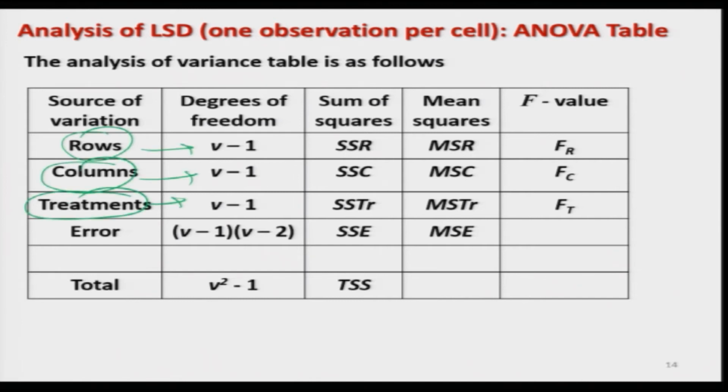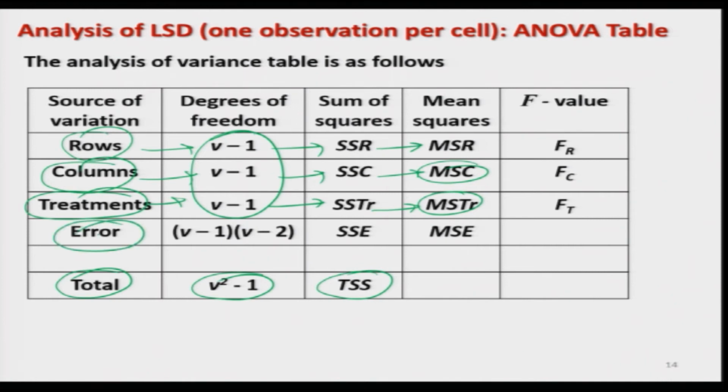the degrees of freedom, each V minus 1, with the corresponding sums of squares as SSR, SSC and SSTR, and based on that you try to obtain the mean square due to rows, mean square due to columns and mean square due to treatment. Then you have the total sum of squares, which is carrying V square minus 1 degrees of freedom, and the corresponding sum of squares is indicated by TSS. And you can find the sum of squares due to error by subtraction, and this SSE is going to carry V minus 1 into V minus 2 degrees of freedom.